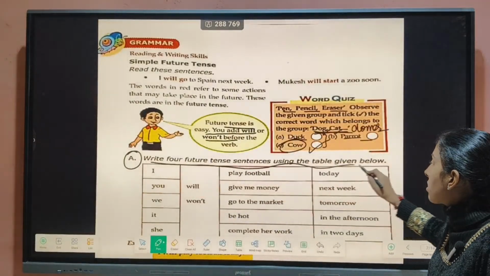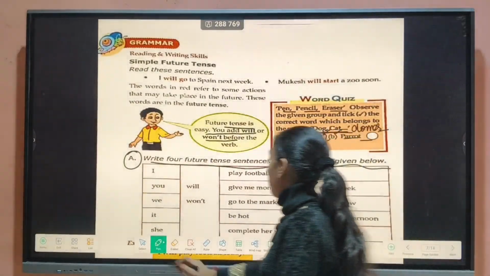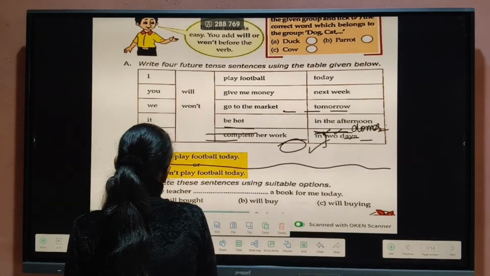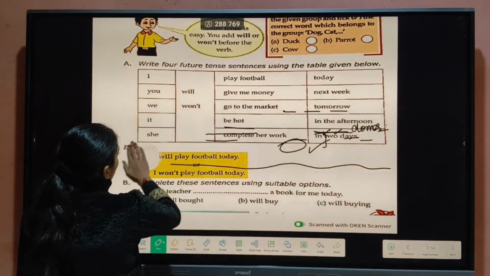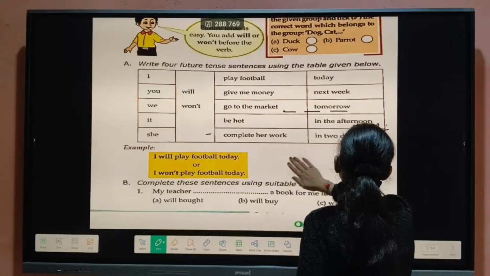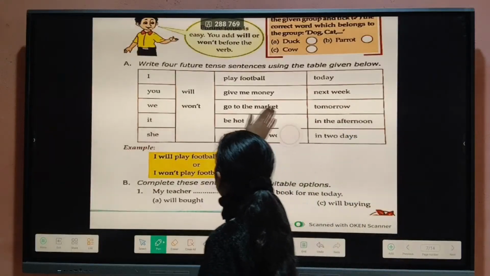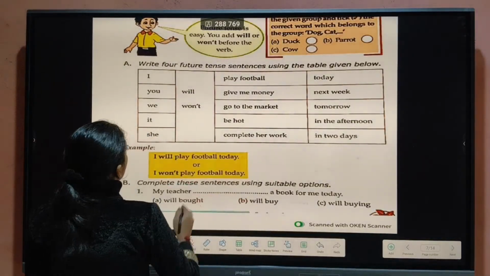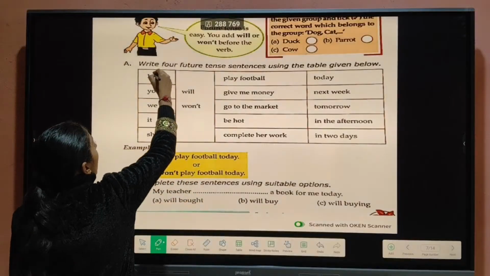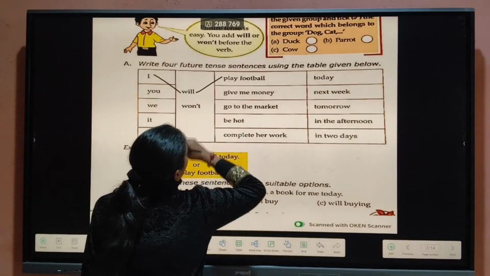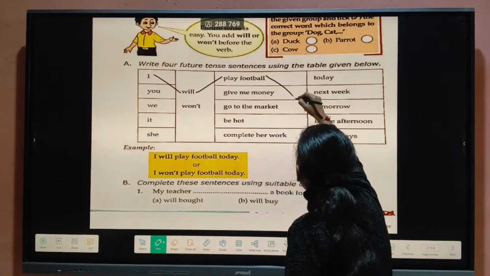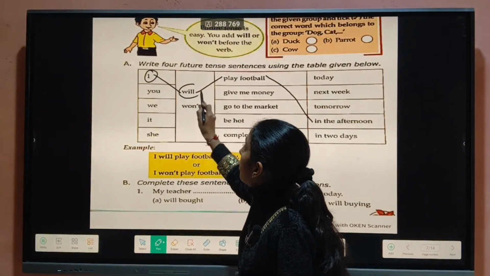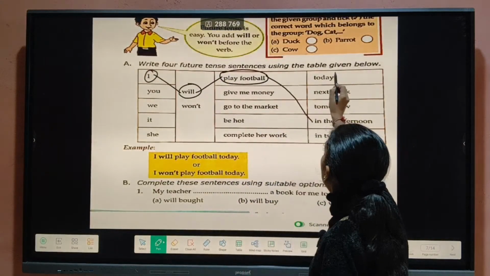See now A part. Write 4 future tense sentences using the table given below. Below, a table is given and you have to make 4 sentences. It's your choice how you want to make the sentence. You can make it both ways. So use a pencil to match it, beta. See, first you can make I will play football in the afternoon. You can make it like this also. I will play football today.